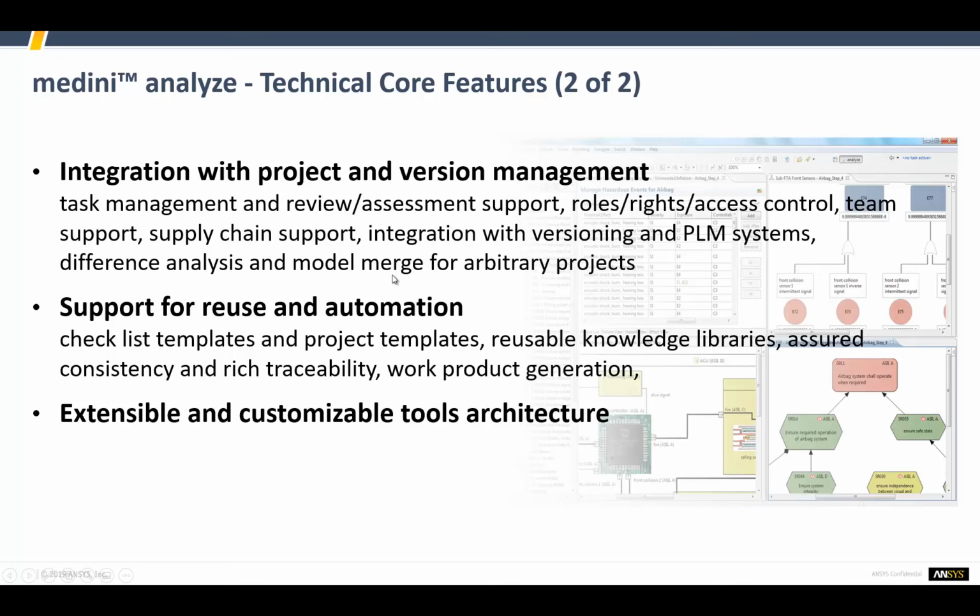There is a lot of support for reuse and automation. So we provide a number of checklist templates, but the user can also define their own checklist templates. The same for project templates. That's to store additional reusable knowledge in templates that can be used by all applications based on this project template. We have the ability to create what we call element libraries, or libraries of electronic components, for example. And you can generate work products in different formats like MS Office, PDF or HTML.